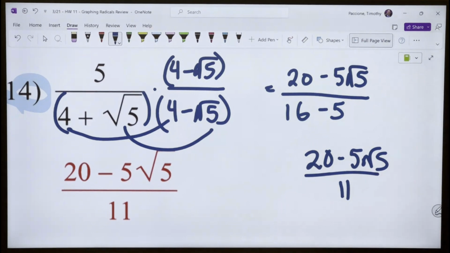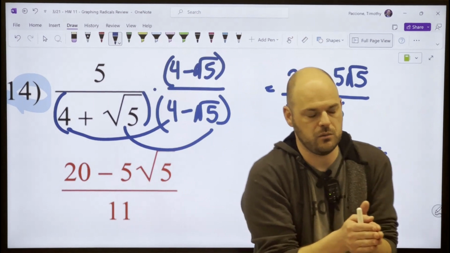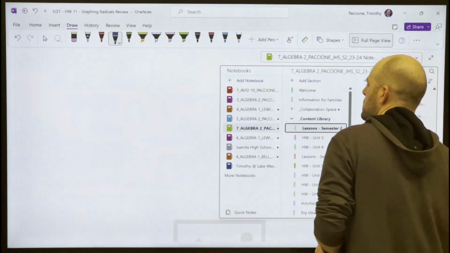The middles, OI, will always cancel with conjugate pairs, so don't waste your time. All right, on to the lesson. We gotta move.